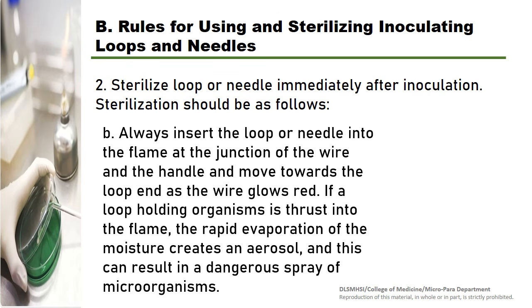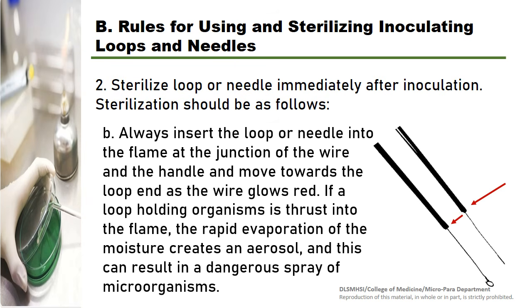So for the heating of your loops and needles, we begin at the junction of the wire and the handle. So this is where it is located, and then you slowly move towards the loop end as the wire glows red. Heating your loop or needle to red hot ensures that bacterial spores are destroyed.